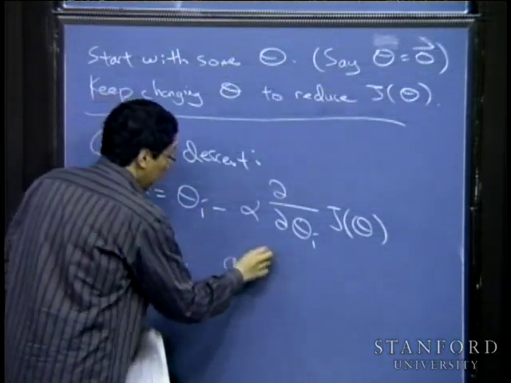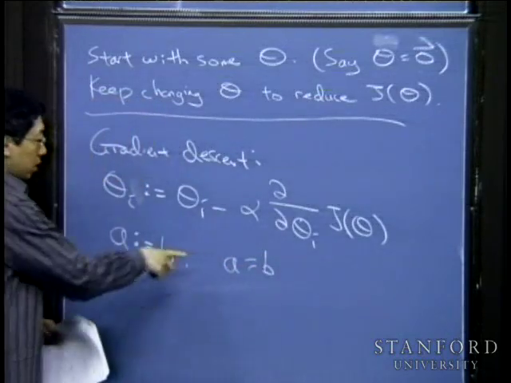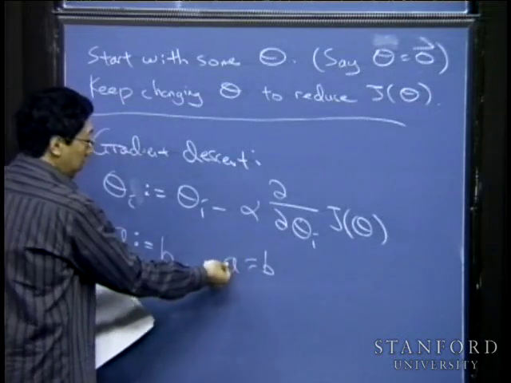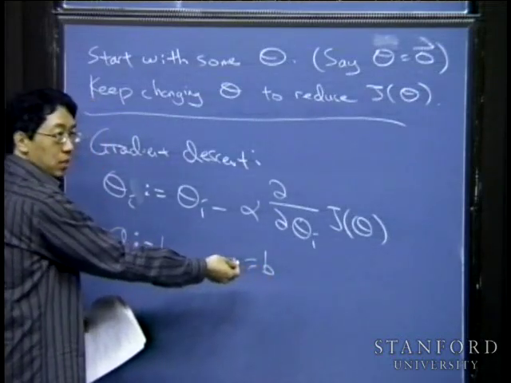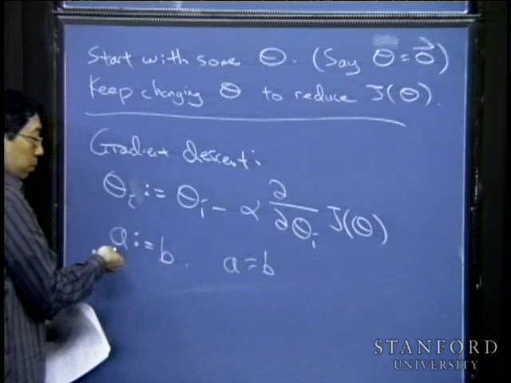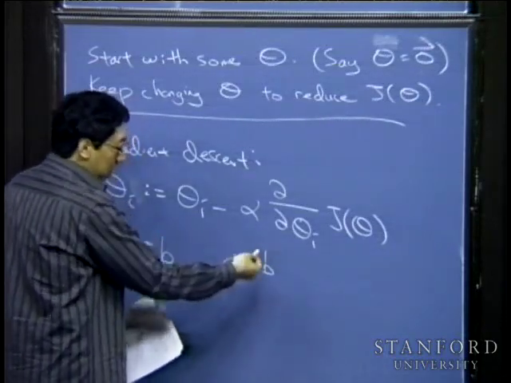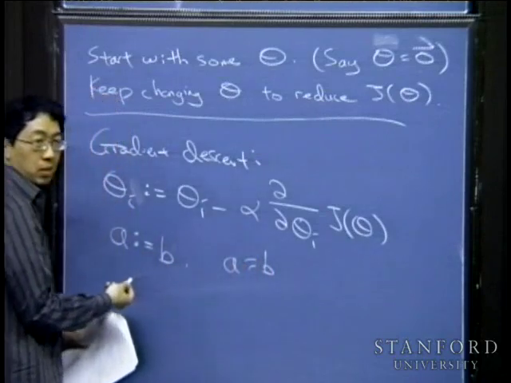In contrast, if I write a = b, then this is an assertion of truth. I'm claiming that the value of a is equal to the value of b. So whereas the colon equals is a computer operation where we overwrite the value of a, if I write a = b, then I'm asserting that the values of a and b are equal.